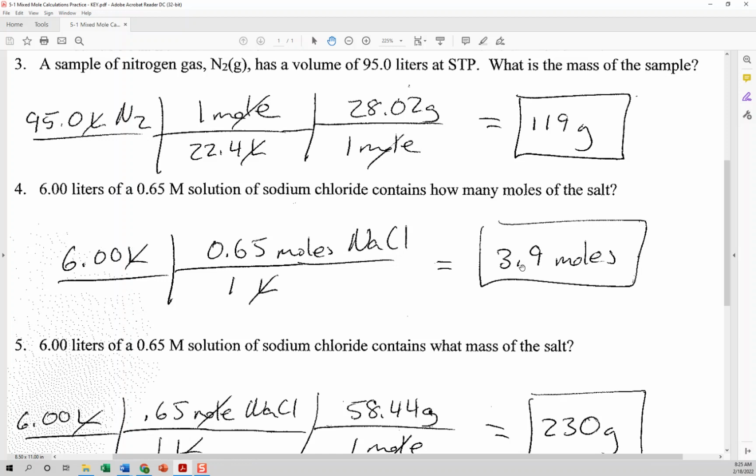I know in my classes, I always say our mantra for molarity is liters times molarity equals moles. Say that to yourself 1,000 times and just remember it, because a lot of times that's what you have to do. Liters times molarity equals moles, right? So that would be moles of sodium chloride, all right? So let's go to the next one.